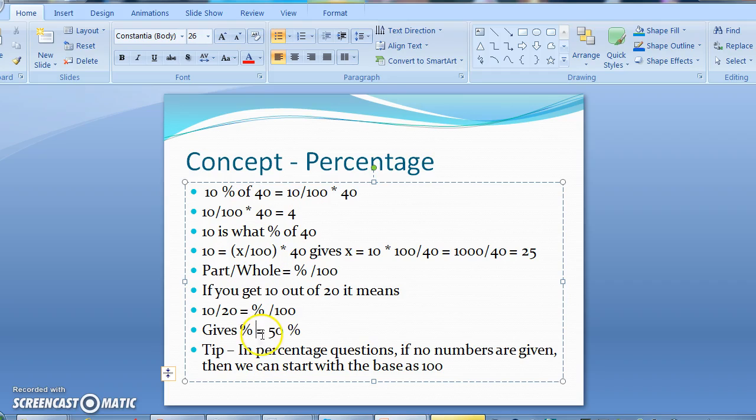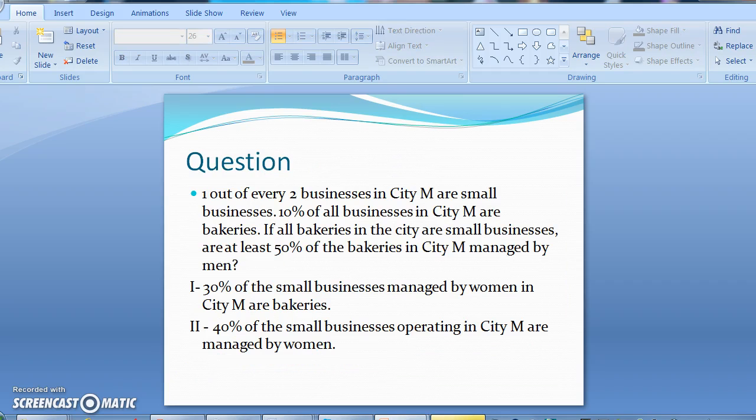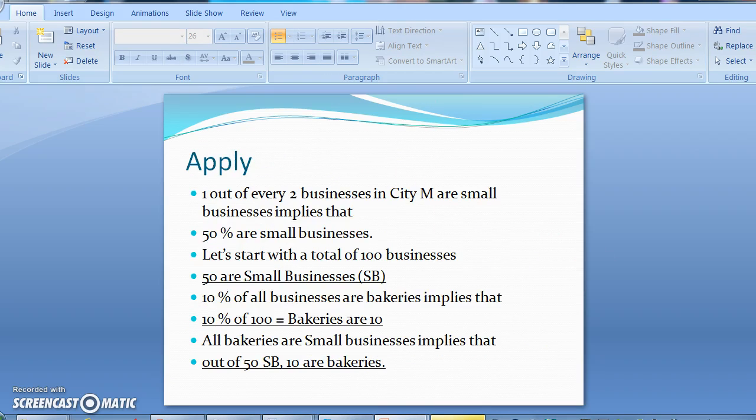All right. Now, a very important tip. In percentage questions, if no numbers are given, then we can start with the base as 100. A very crucial tip, because it makes life very easy. But remember that there should be no number in the question or in the statements. Anywhere in the problem, there is no number given, only percentages. Then we can use the base as 100, as we can do in this question. As you can see here, it's all about percentages, so we can use 100 as the base.